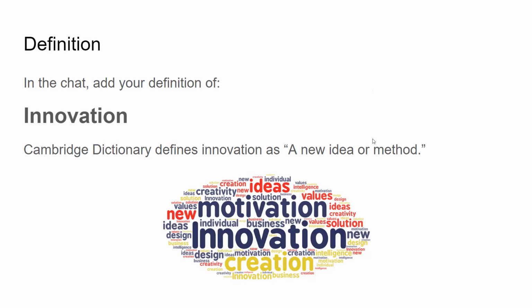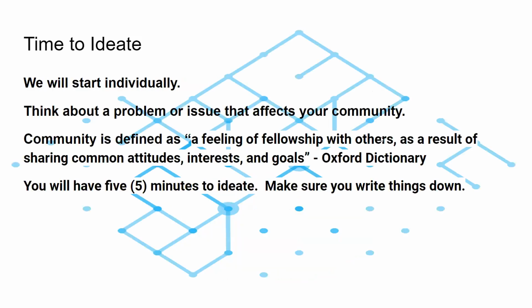Right? So what we want you to do is we're going to start a little bit individually. So think about a problem or an issue that affects your community. You know, that community we're going to define as the feeling of fellowship with others as a result of shared common attitudes, interests, or goals. And we're going to give you about 5 minutes to do that. So think about your community. And we are members of lots of different communities as well. There's family communities, work communities, neighborhood communities, whatever those communities are. So think about some of those problems or issues that are affecting your community and write them down.